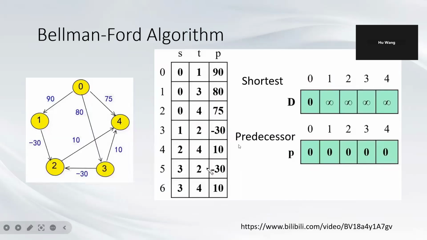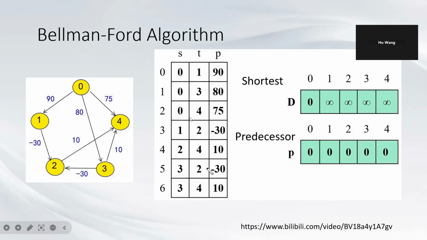So for the Bellman-Ford algorithm, we will maintain an array here, which has the source and target, and this is the distance from the initial edge weights. We also maintain this D and this P. D means distance, and P is predecessor here. So we'll maintain the distance. For example, 0 to 1, 90 is smaller than infinity, so we're going to change it to 90. And we're going to change 3 to 80, 4 to 75.